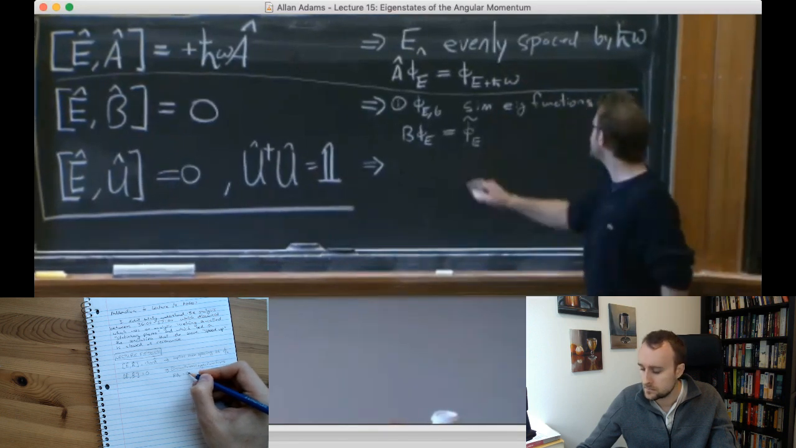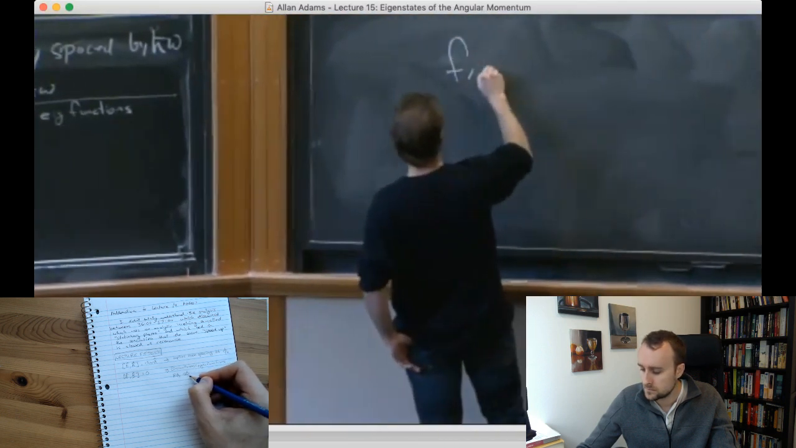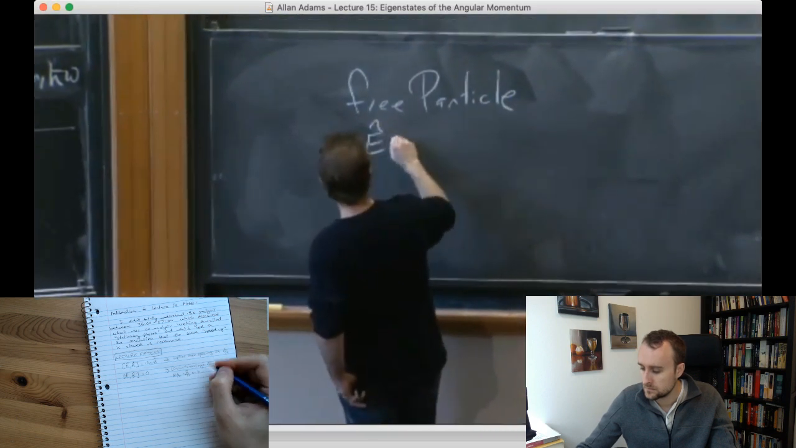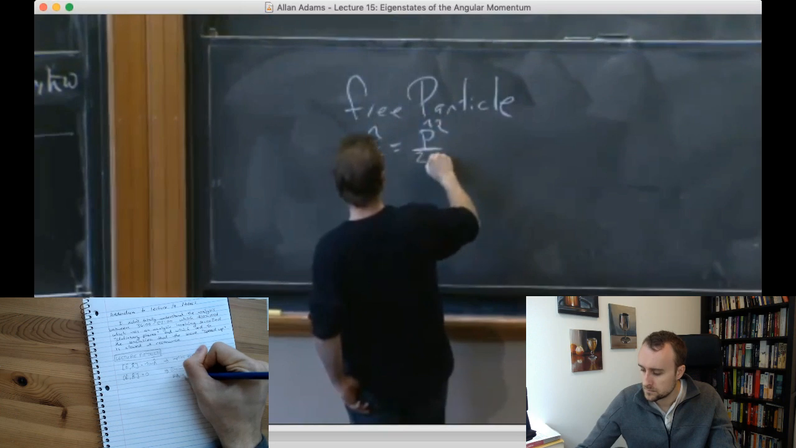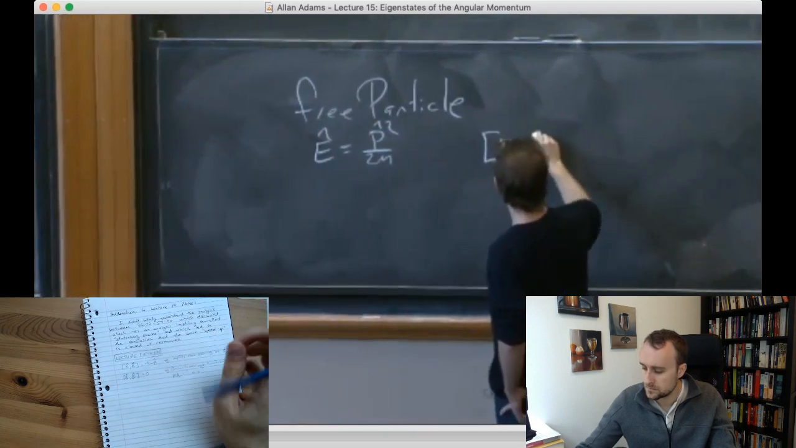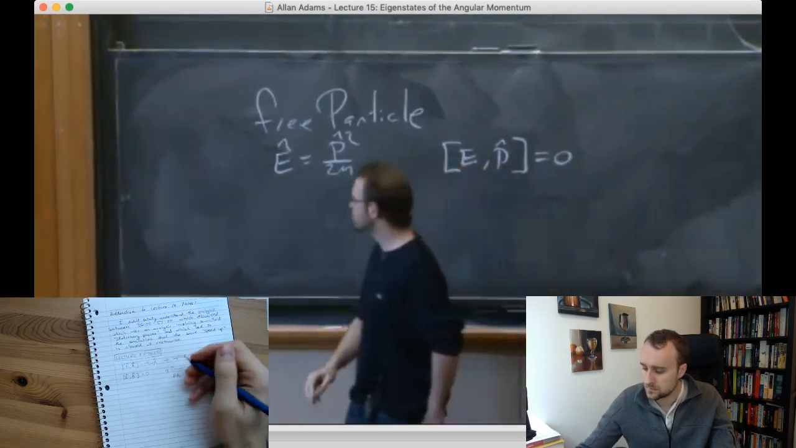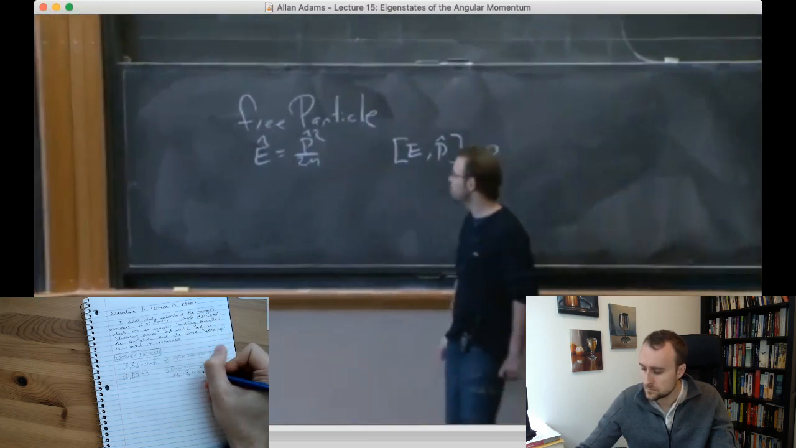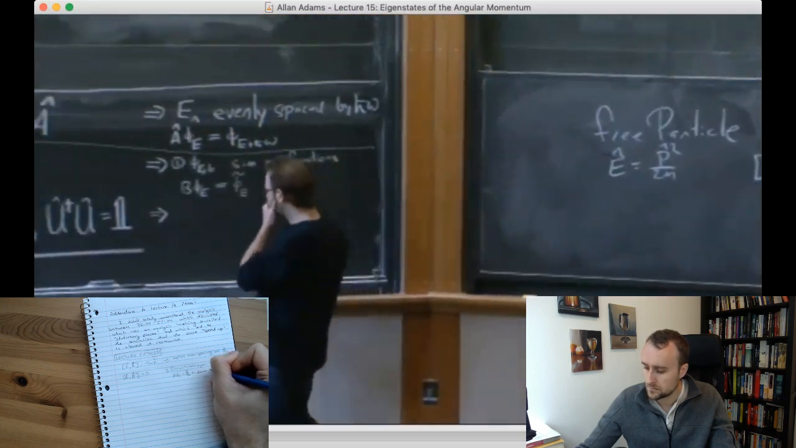Okay. So let's think of an example of this. Consider a free particle. In the case of a free particle, we have E equal to P squared upon 2m. And as a consequence, E and P commute. Everyone agree with that? Everyone happy with that too? They commute, so the commutator is 0, if you will.